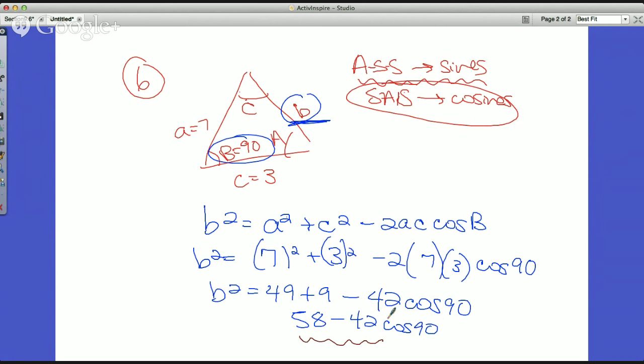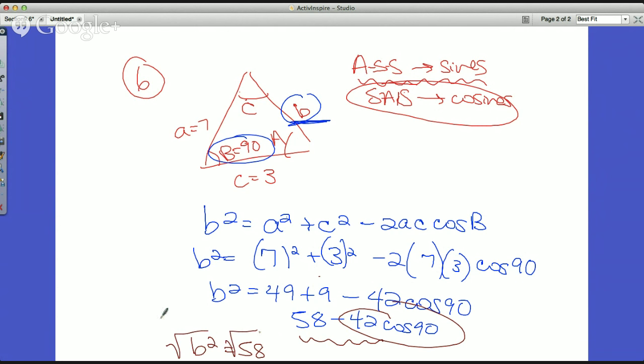What do you need to do first? 42 cosine 90 first. Exactly, 42 cosine 90 first. Once I do that, is it 0? Thank you, Emily. So now we got 58 minus 0, which gets me just 58. And what would we do after that? We would square root. Very good.